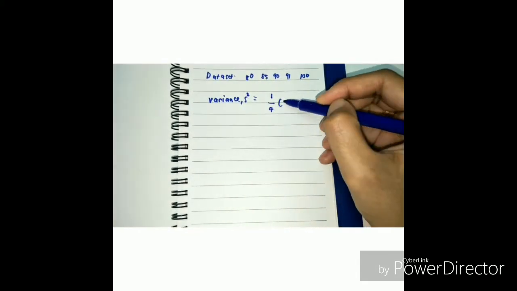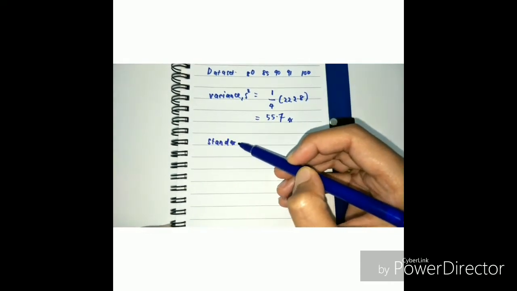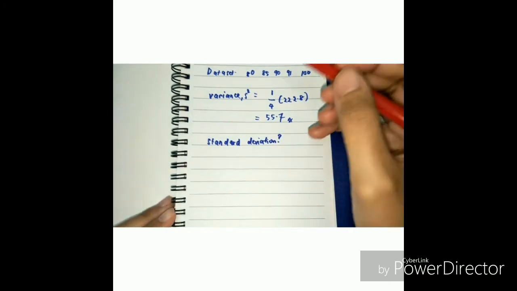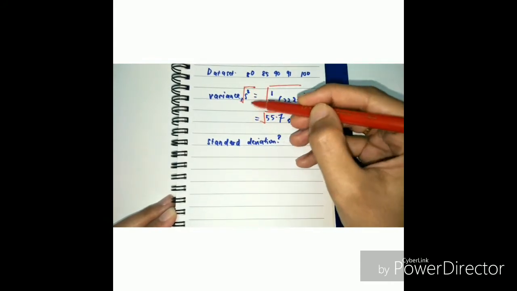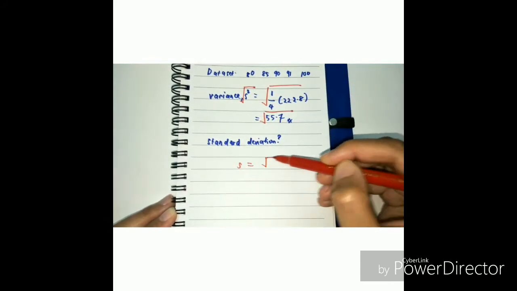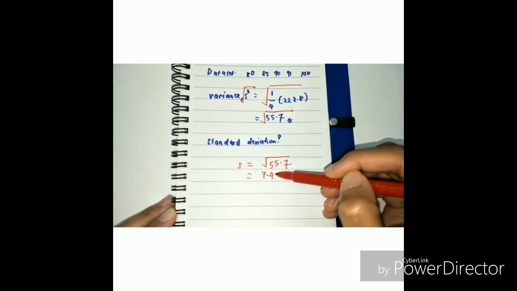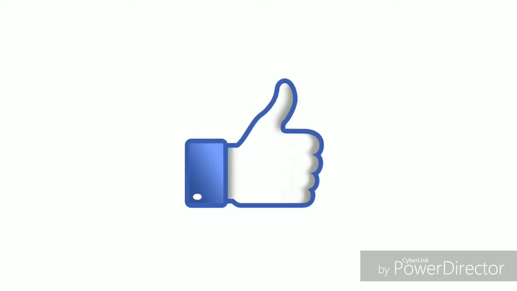Now, let's move on to the example to calculate standard deviation. Remember the variance before? To calculate standard deviation, we just take the variance value and square root the answer. So standard deviation equals the square root of 55.7, which is 7.463. Now you know how to calculate range, variance, and standard deviation.